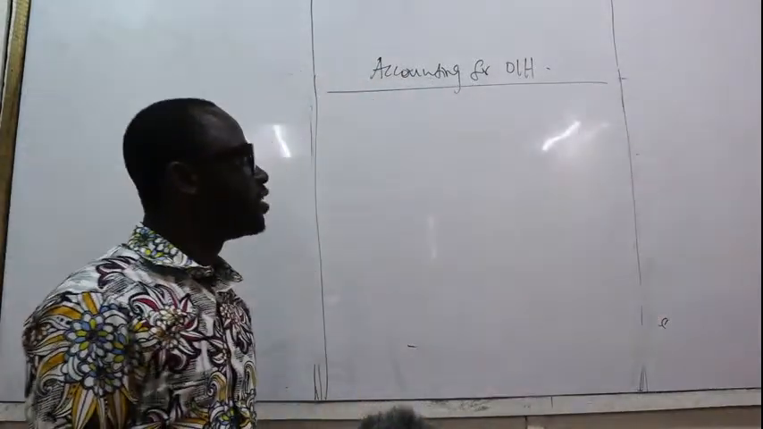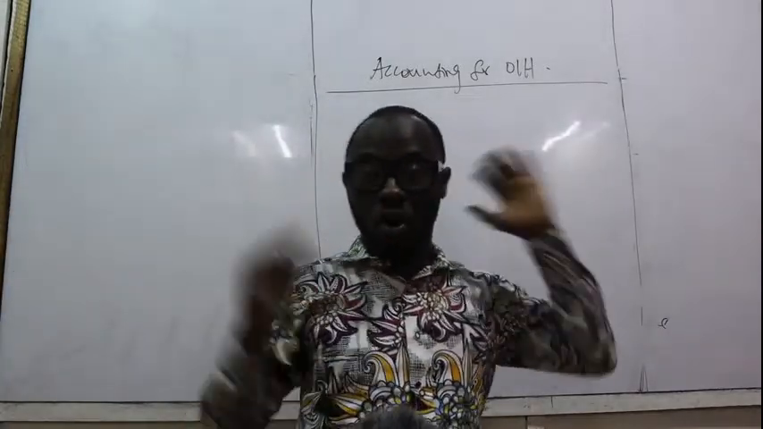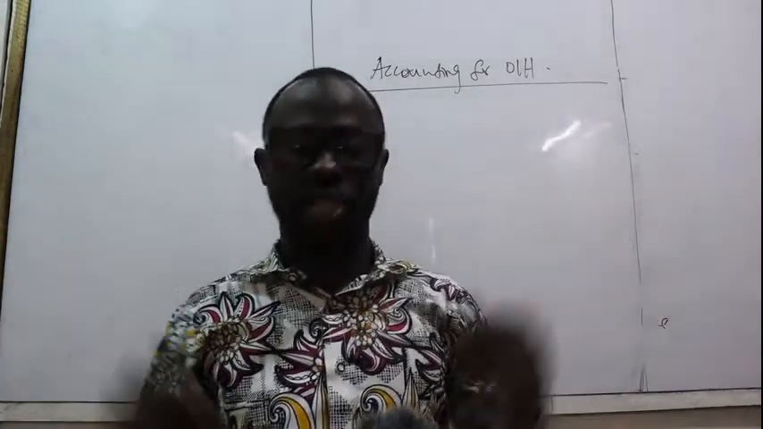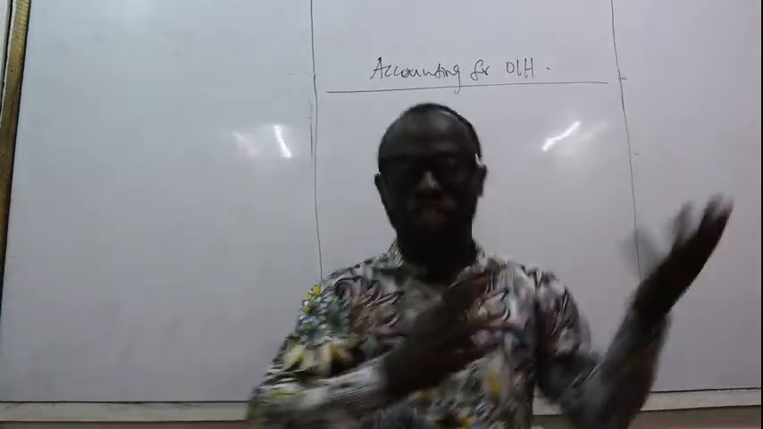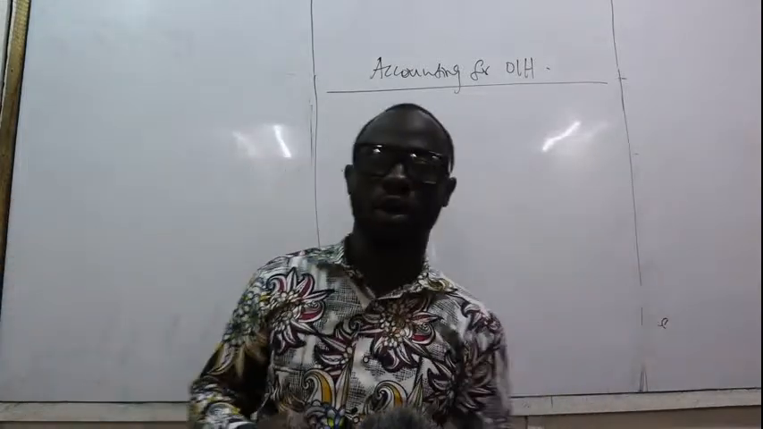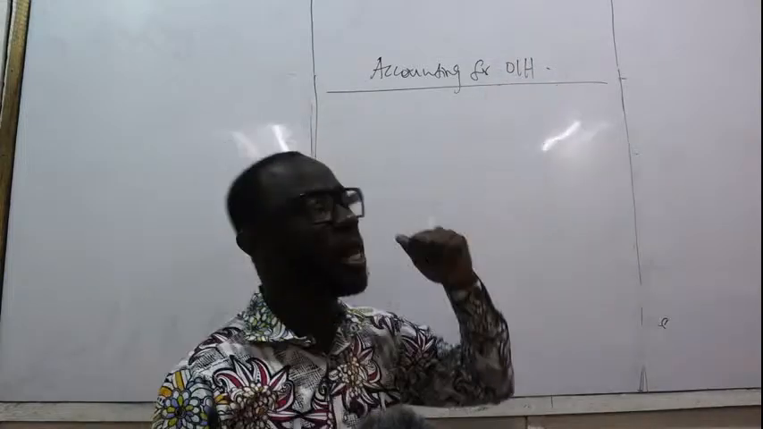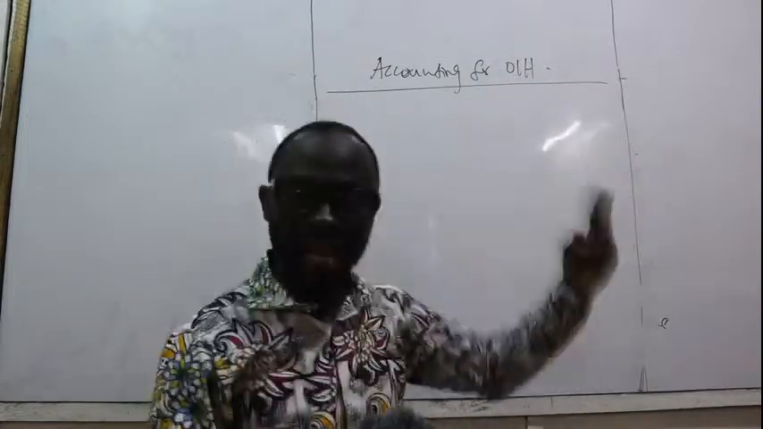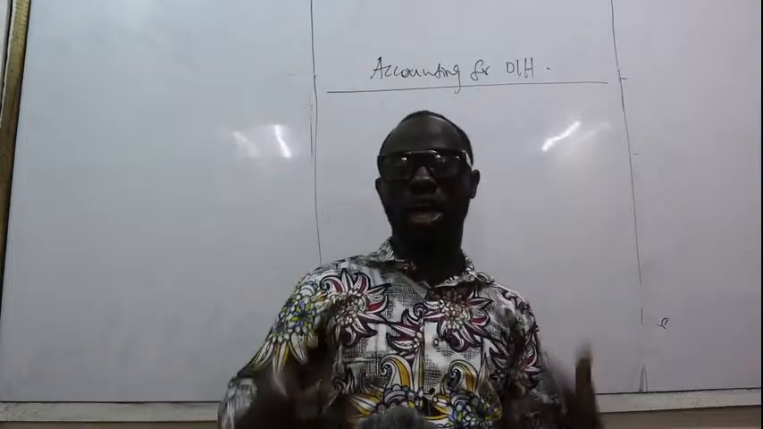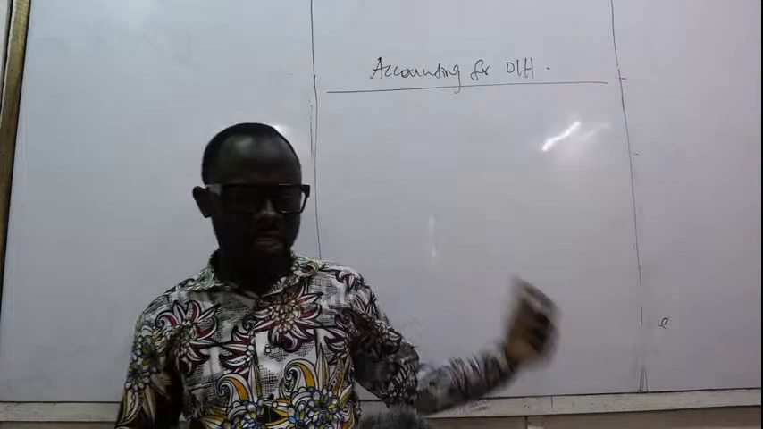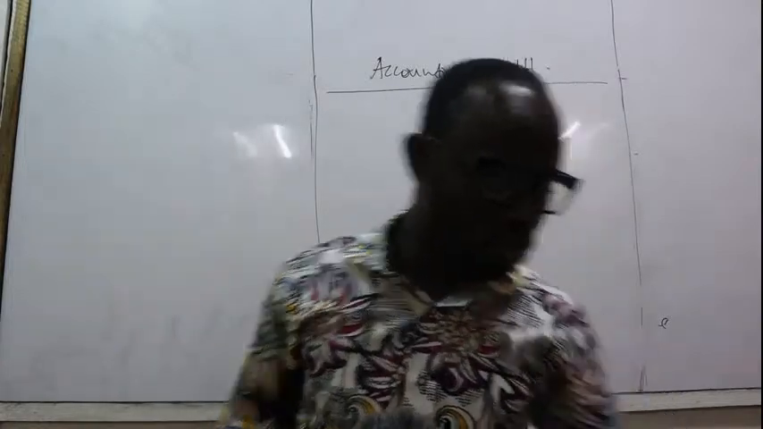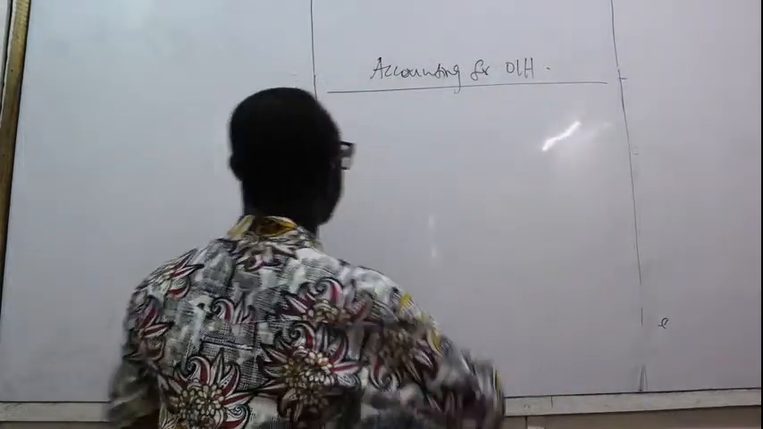So accounting for overheads. Now, we've defined overheads already as the summation of all indirect costs. So when we bring indirect material, indirect labor, and indirect expenses together, that gives us the overheads. Now, in dealing with overheads, there are two schools of thought that you need to understand.